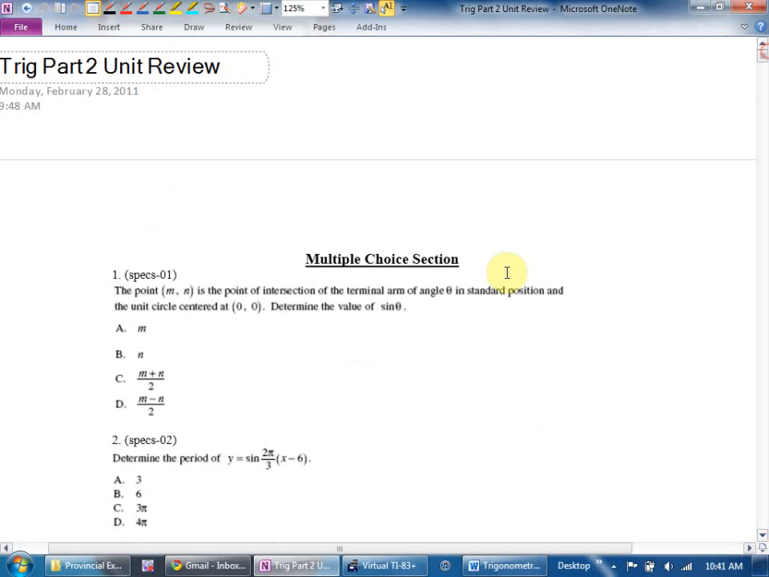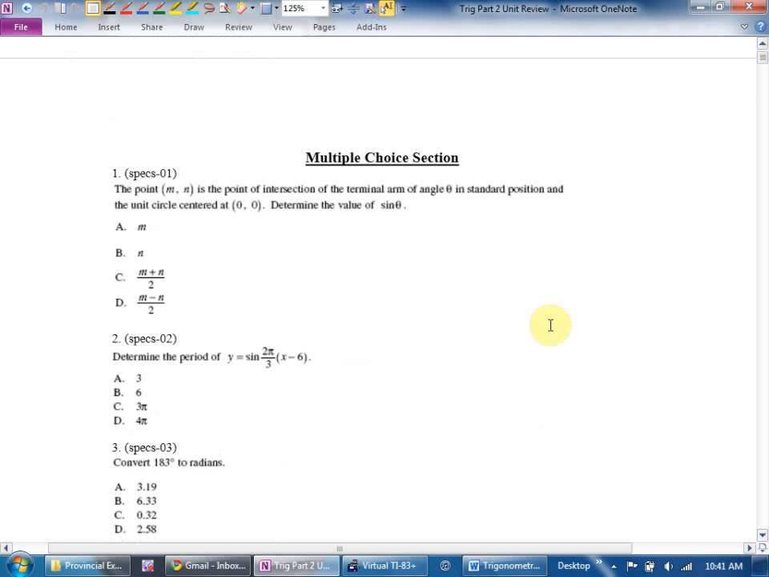Number 1 is talking about the point M, N, point of intersection. You know what? That's X, Y, and R, which is not going to be directly on this next test. So I'm not going to assign that. But that's a great review question when you're studying. Anyways, I'm going to give you some right now that you can try.